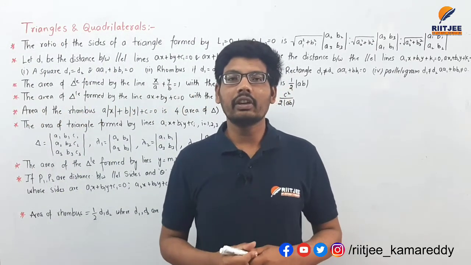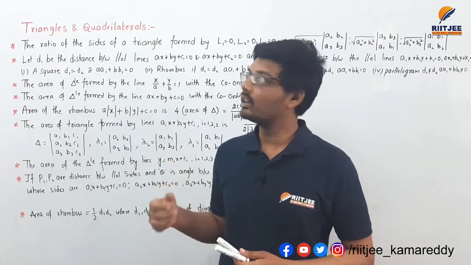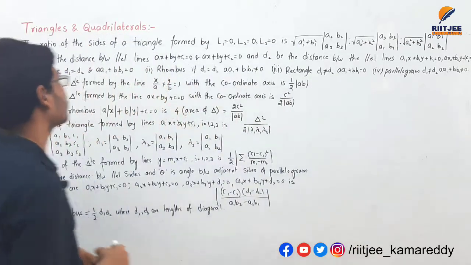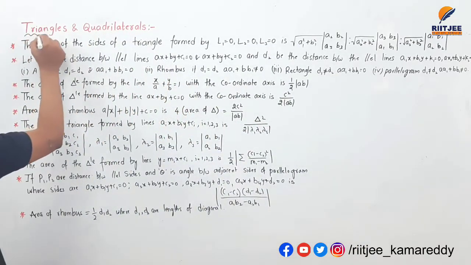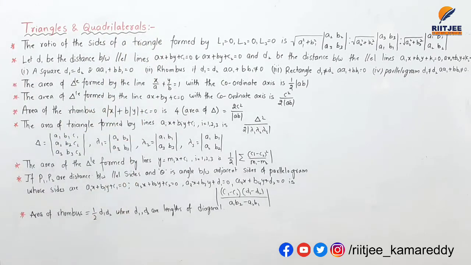Welcome to Rizzi. Now we are continuing the chapter Straight Lines 3, and in that the topic name is triangles and quadrilaterals.